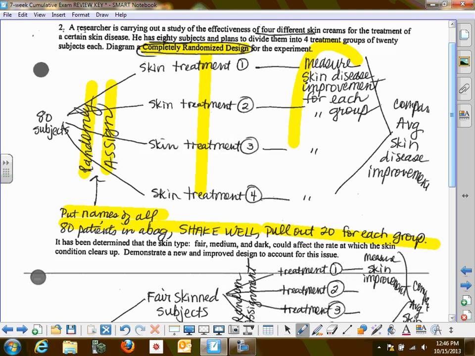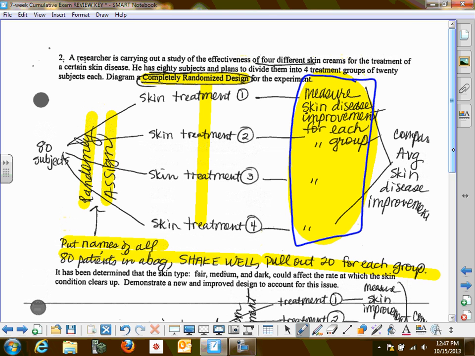This is probably the next most missed thing. This is important, and honestly, I didn't really stress this when I first taught you, but I have come to realize that this is something that's getting missed. This says measure skin disease improvement for each group. In the realm of an experiment, what's the vocabulary for what I just boxed in? What is that concept called? Yes, very good. This is the response variable.